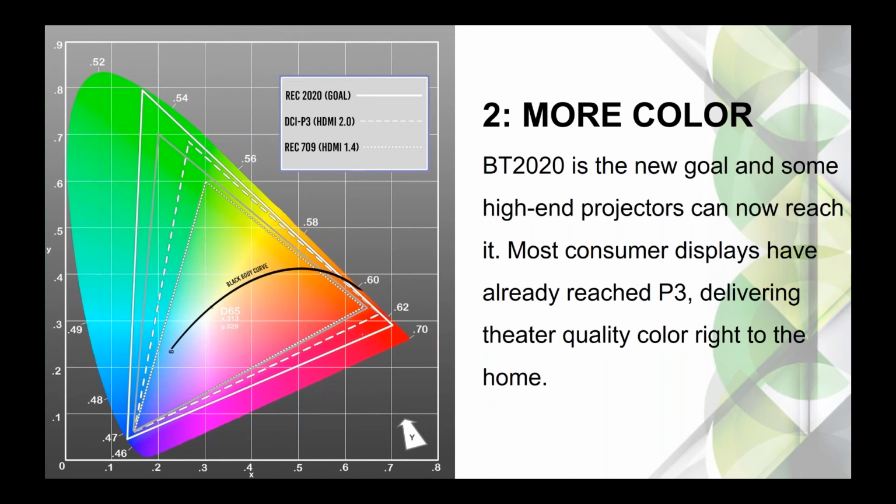Number 2 on the scale of importance is this idea of more color. There's a specification that came along when HDR came along, and it's called BT 2020. BT 2020 is the goal that we want to try to reach. Right now, we're at about 90% of P3 and about 70% of 2020.